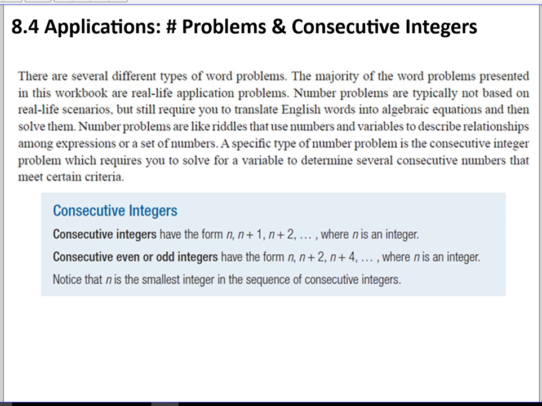If we have consecutive even or consecutive odd integers, we're counting by evens or counting by odds. And when you go from one number to the next in even or odds, notice you have to skip one. So 10, 12, 14, or 7, 9, 11. Either way, if you're counting by evens or counting odds, since you're doing every other one, the equation or the form changes to n plus 2, n plus 4, where n is an integer. So we can't count every one, we have to count every other one to be counting by evens or odds.